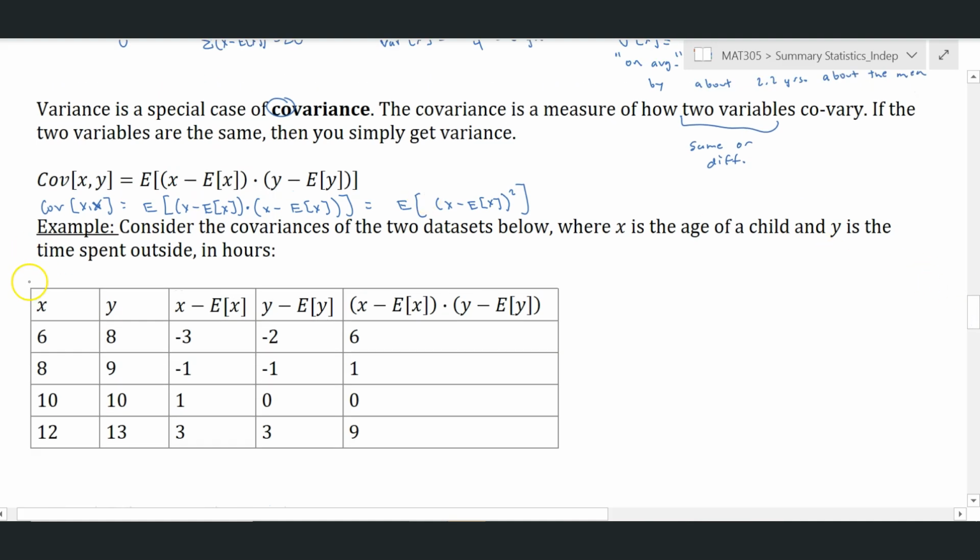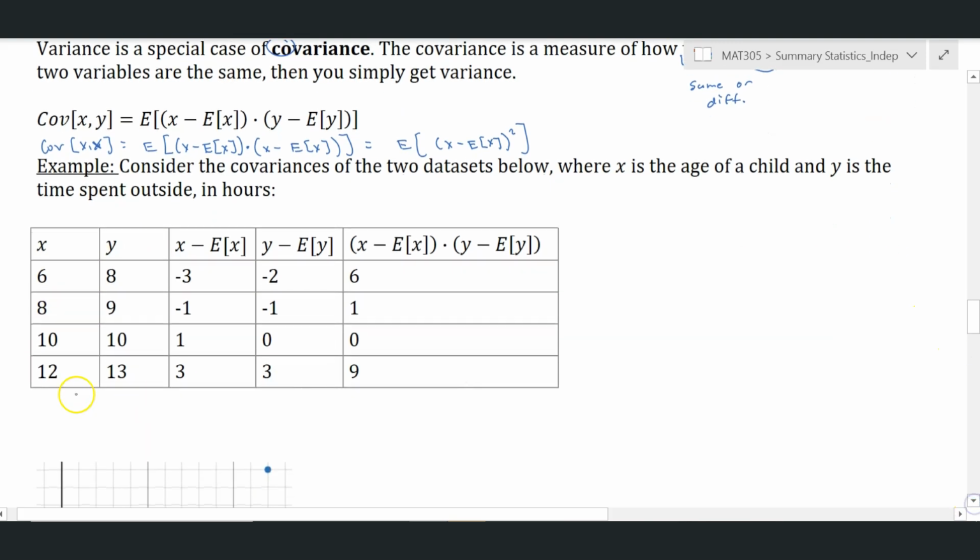Let's take a look at some data where, again, we have the ages of these 4 children, and maybe y is the time that they spend outside in hours. Okay, so clearly, the 12-year-old is spending more time outside than the 6-year-old. And so we'd start off by, first of all, getting our expected values. Well, the expected value of x, we already know it's the same data as before, so it's 9. And now we would need to compute the expected value of y, which you could get by averaging those, and that would give you an average of 10.